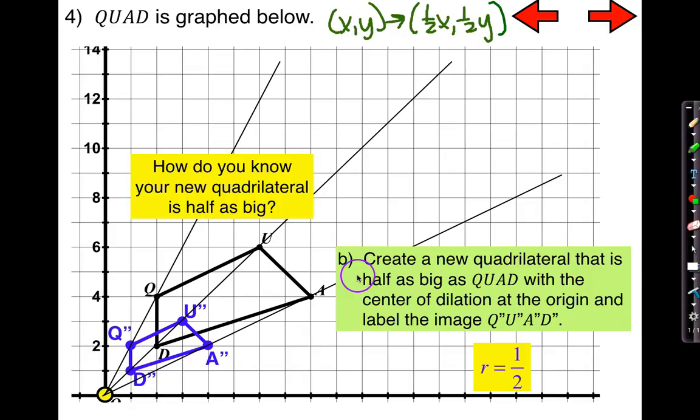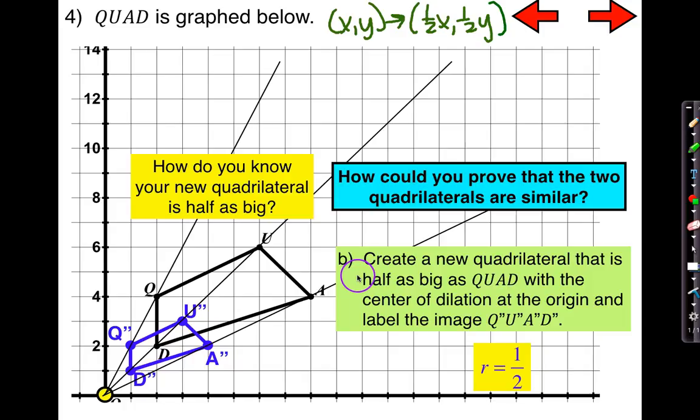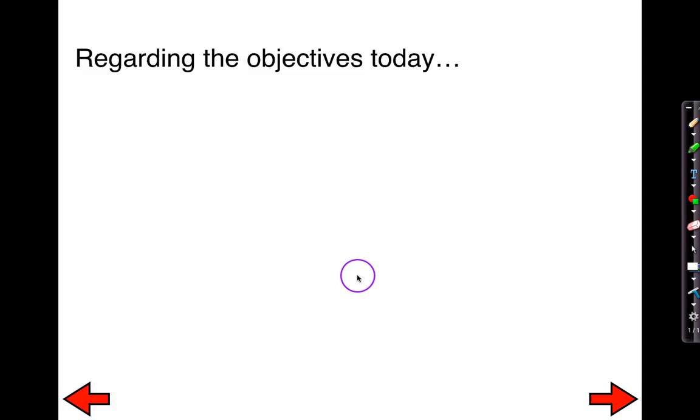So how do you know that the new quadrilateral is half as big? Well, again, you can go ahead and look at the corresponding side lengths, find the ratio from the new to the pre-image, and you should always get 1/2. Same thing for proving that they're similar. Simply compare and prove that the ratio from the short to the longer side is going to be 1/2 every single time. So that is going to conclude the lesson for today.